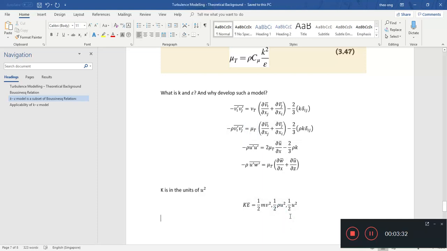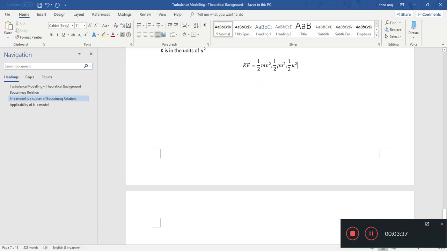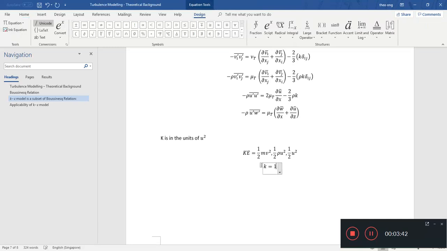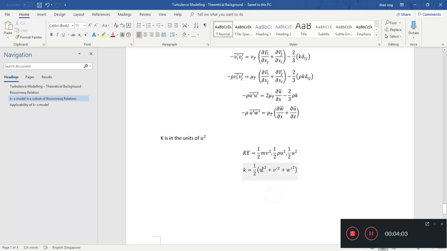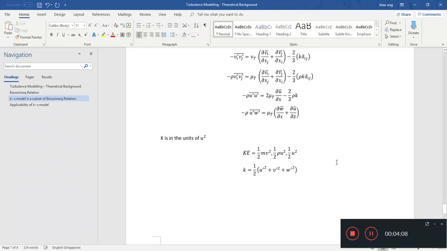Well, the first place we look at is the k epsilon model. So the k epsilon model basically states that k takes this form. K is some turbulent kinetic energy. So it will be half u prime squared plus v prime squared plus w prime squared. So it's basically the summation of all the disturbances in the x, y, and z direction. This is the turbulent kinetic energy.